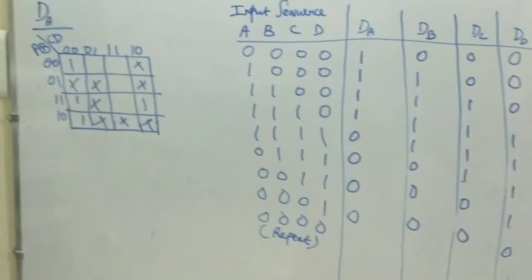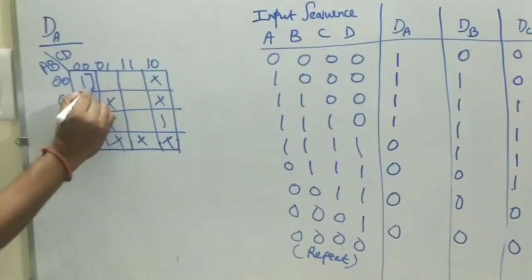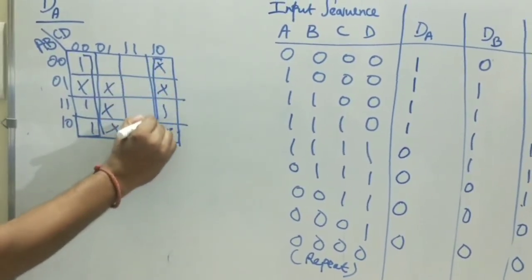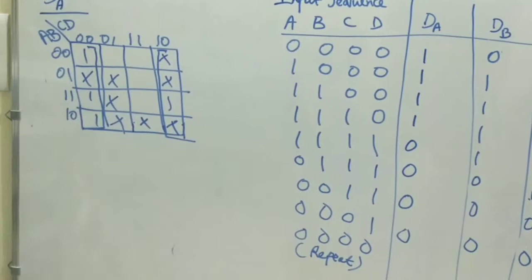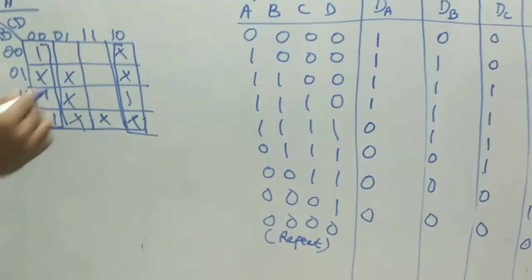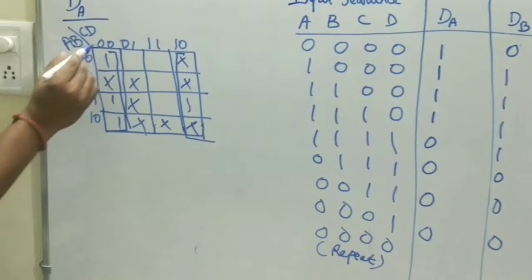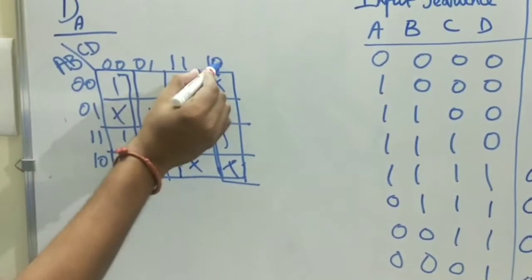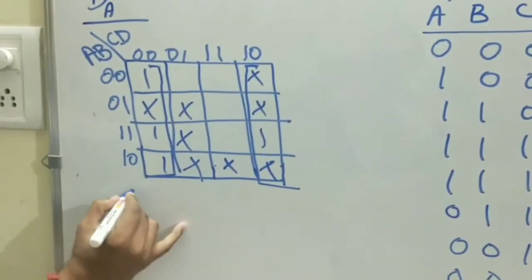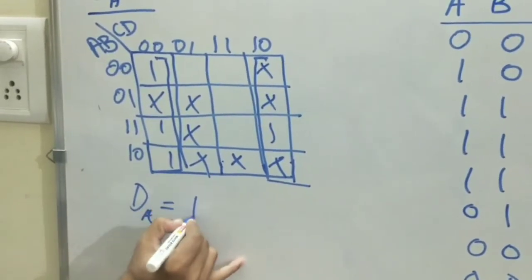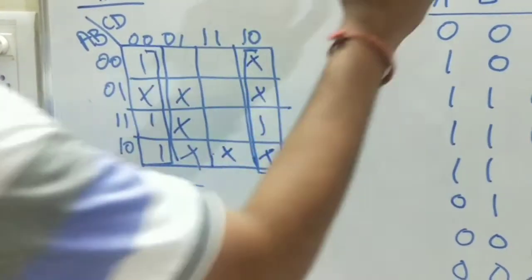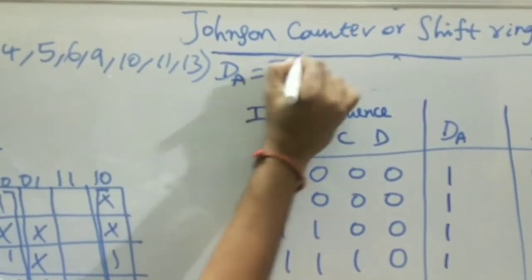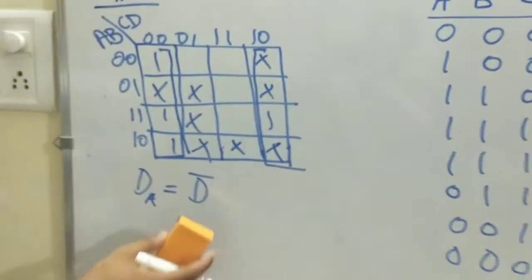Now we can form a fold here, because we have got 1 here, and here also we have ones and don't cares. So we can form a fold. With AB at 1 and CD at 0010, what is the common bit? 0, which corresponds to D. So what we get for DA is D dash. DA is D dash. Now we are going to do it for DB.